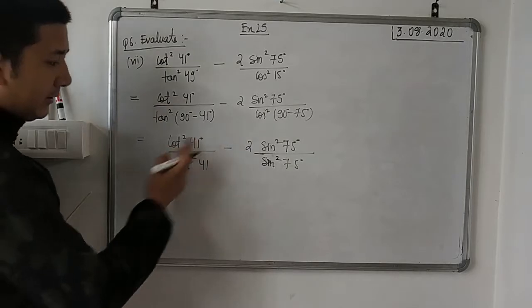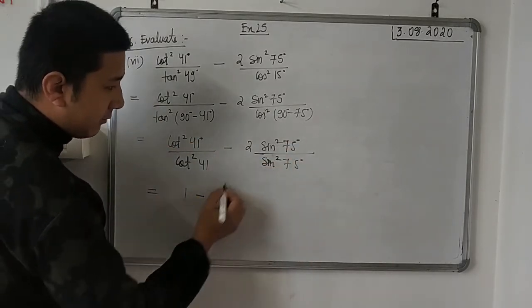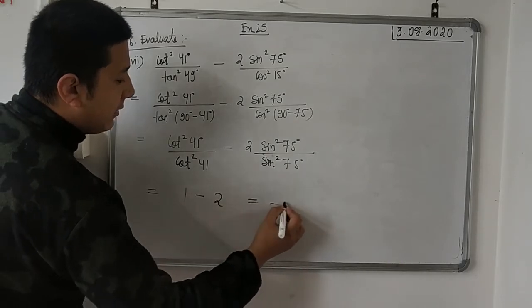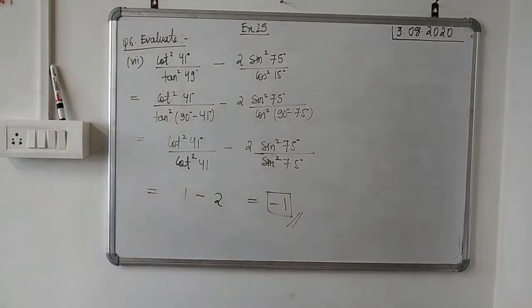And now, this gets cancelled out, so hence it is 1, and minus this is cancelled out, so 2 into 1 is 2, so then my final answer would be minus 1. So pause the video and note it down. Right?